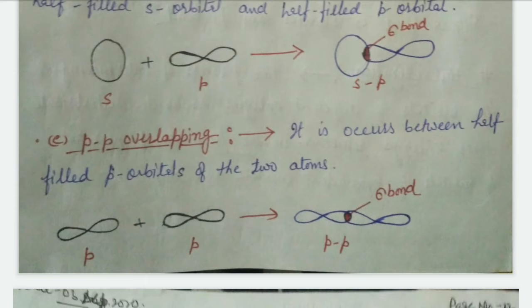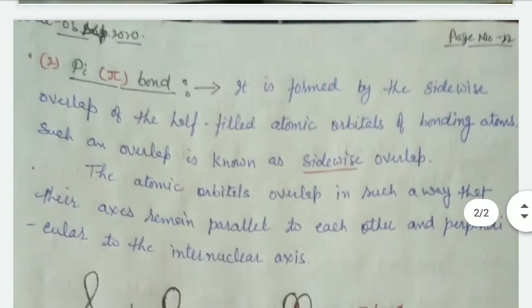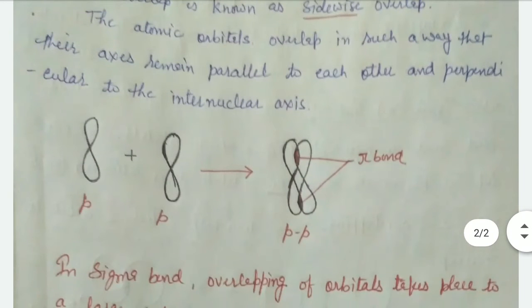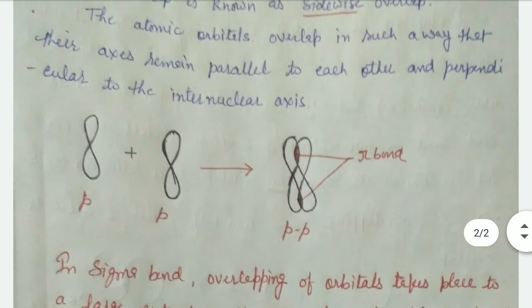In half-filled p orbitals of two atoms, these are head-on overlapping. They always form a sigma bond. On the other hand, a pi bond forms by side-wise overlap of two half-filled atomic orbitals. Like this, pp orbitals show side-wise overlapping. Atomic orbitals overlap in such a way that their axes remain parallel to each other and perpendicular to the internuclear axis. These form a pi bond.